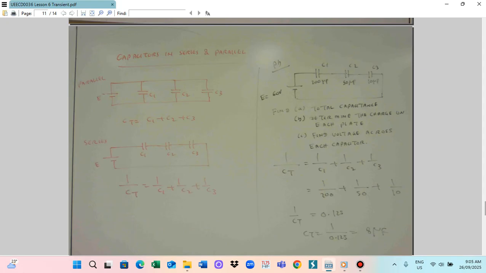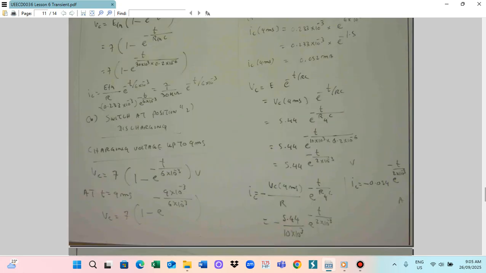IC formula is E by R minus E power minus C by RC. So in this case, VC at 9 millisecond is E by R into E power, so this is a negative value, minus C by R whole C. So you substitute here. That will be the VC at 9 millisecond, which is minus 5.44.